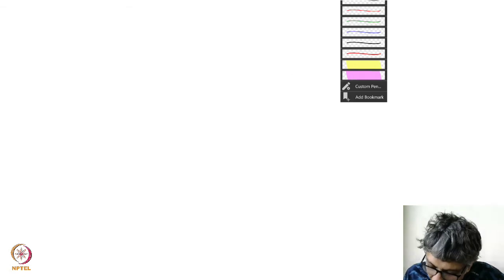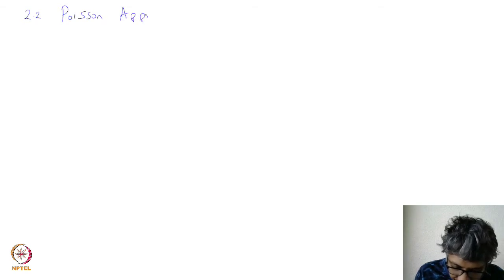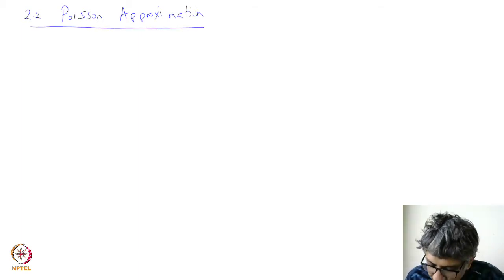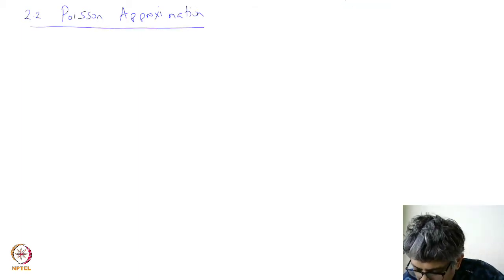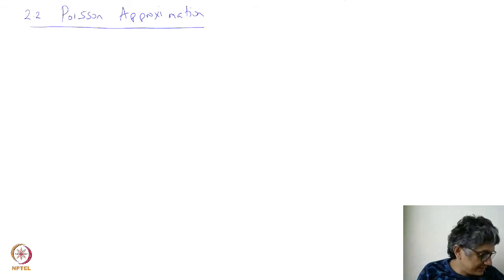Now, this is all very nice, but there's something one has to be aware of, which is that it is computational. Let me just illustrate that. And that gives rise to another distribution called Poisson, which I'll try to explain in the next 10 or 20 minutes.